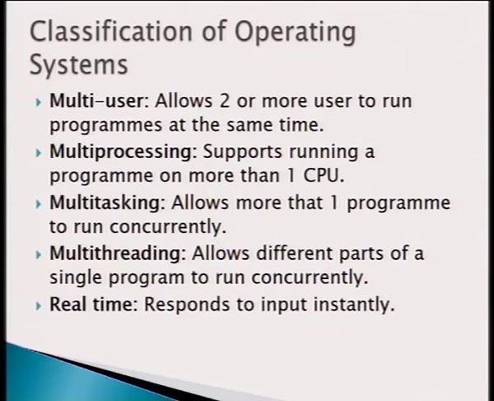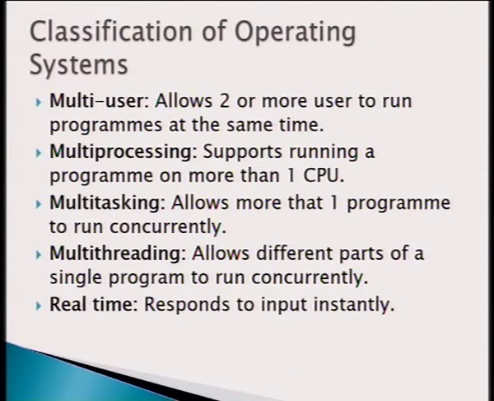Now we've got the multi-user operating system. The multi-user operating system is a type of operating system that allows two or more users to run programs at the same time. It allows more than one user to use the program simultaneously. And the multiprocessing is a type of operating system that supports running a program on more than one central processing unit.